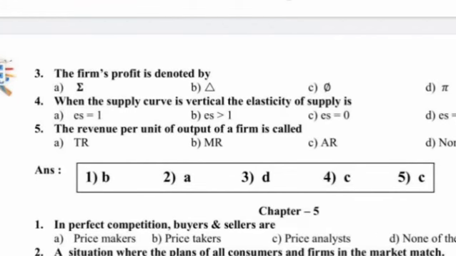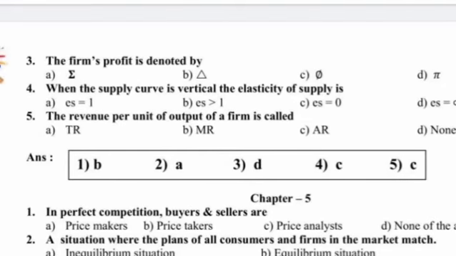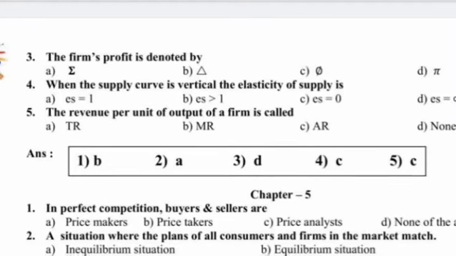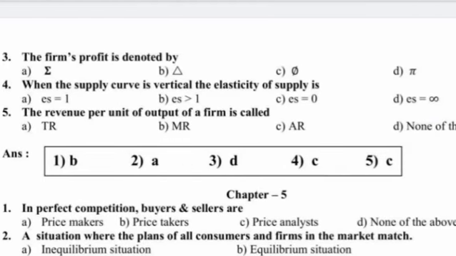Fifth one, the revenue per unit of output of a firm is called option A, TR; option B, MR; option C, AR; option D, none of the above. The correct option is AR, option C.